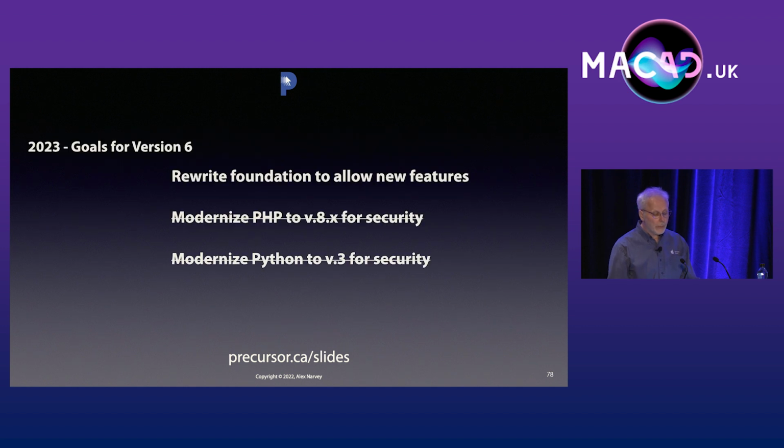So now, with Python and PHP already modernized, the goal of version 6 is really down to rewriting the foundation, a task that has been spearheaded by Mosen.